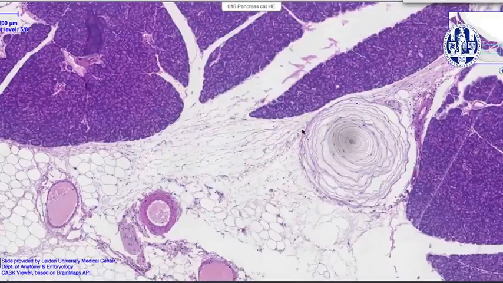Don't bother about these strange onion-like structures. We don't have these pressure sensors in our pancreas, but the cat has.